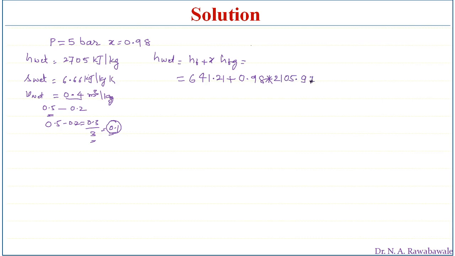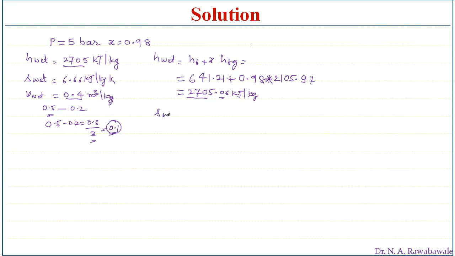So now if we simplify this, 2105.97 times 0.98 plus 641.21, the enthalpy will be 2705.06 kilojoules per kg. If we see here, we have written 2705, so the error is very small.